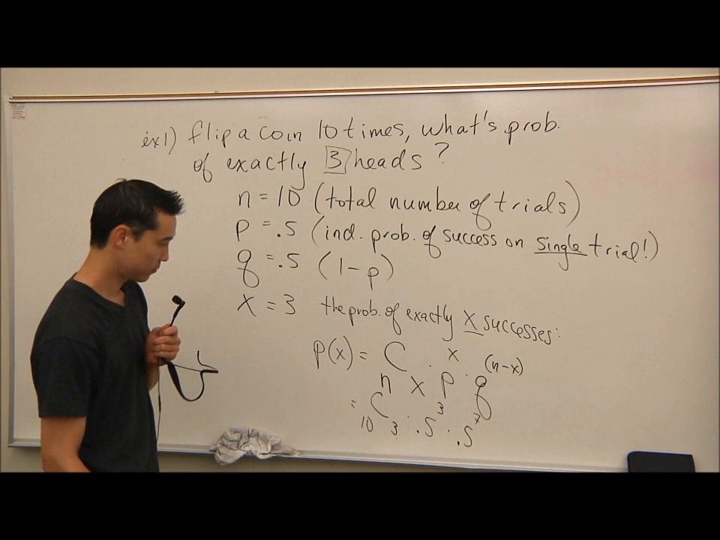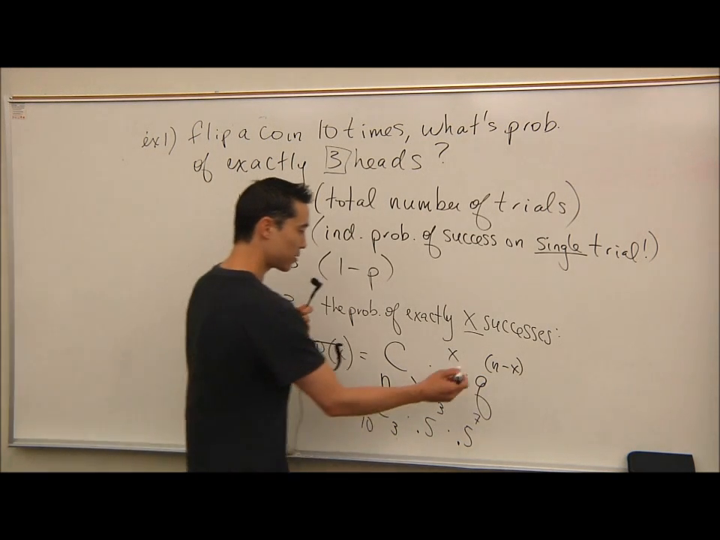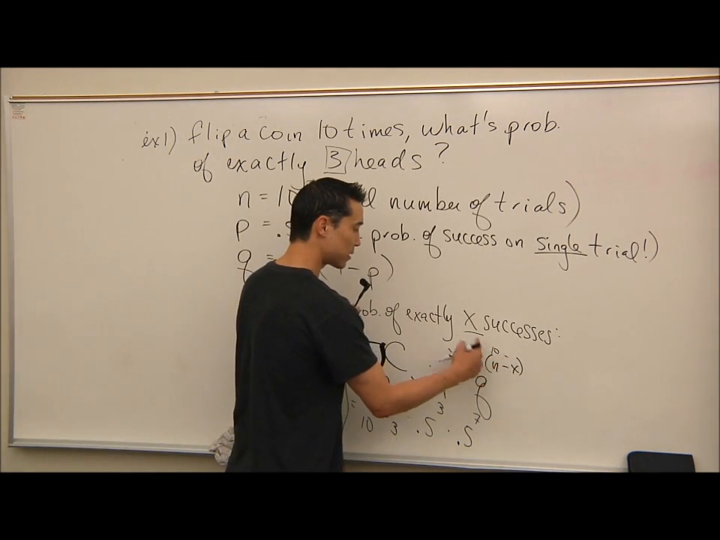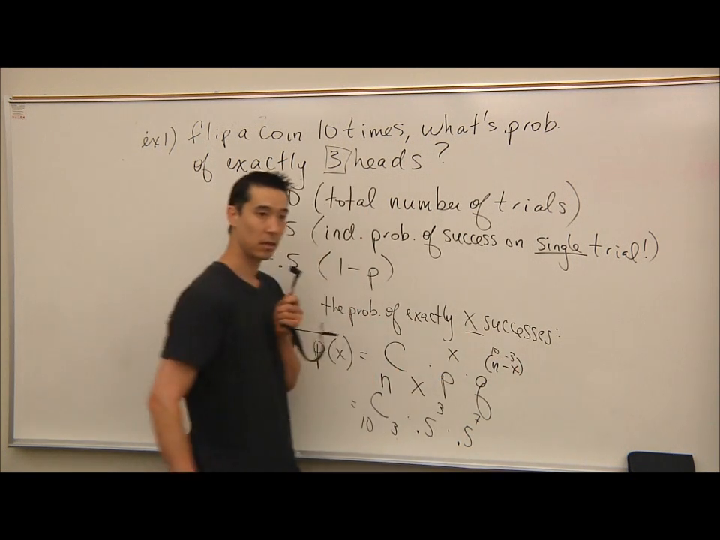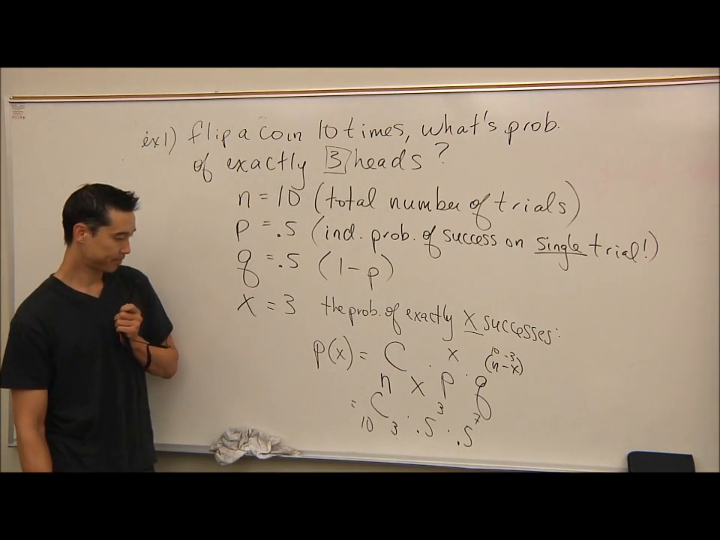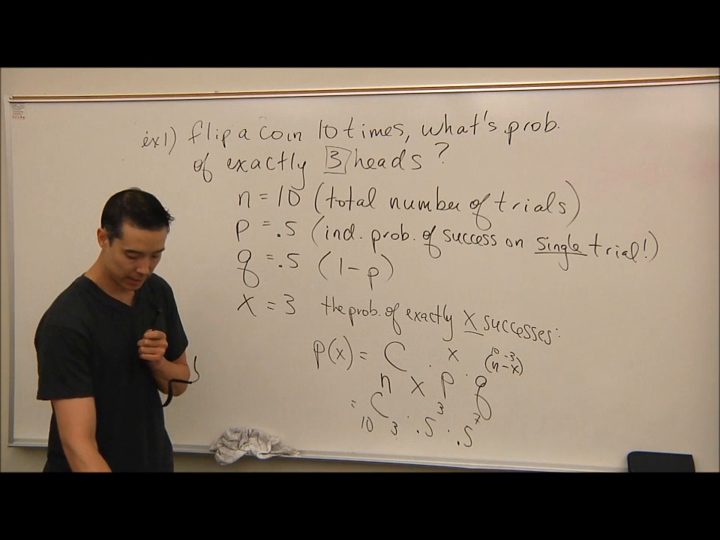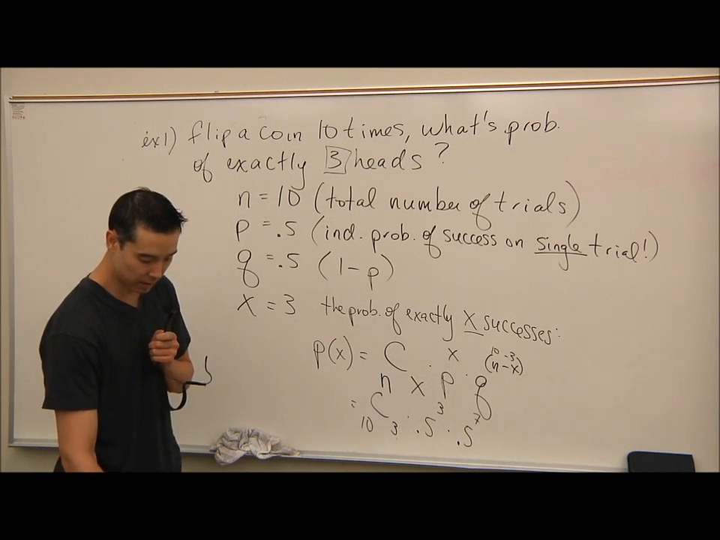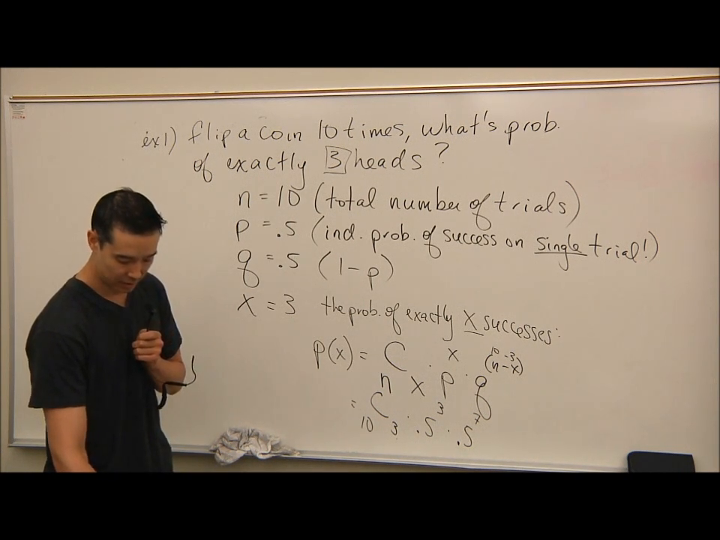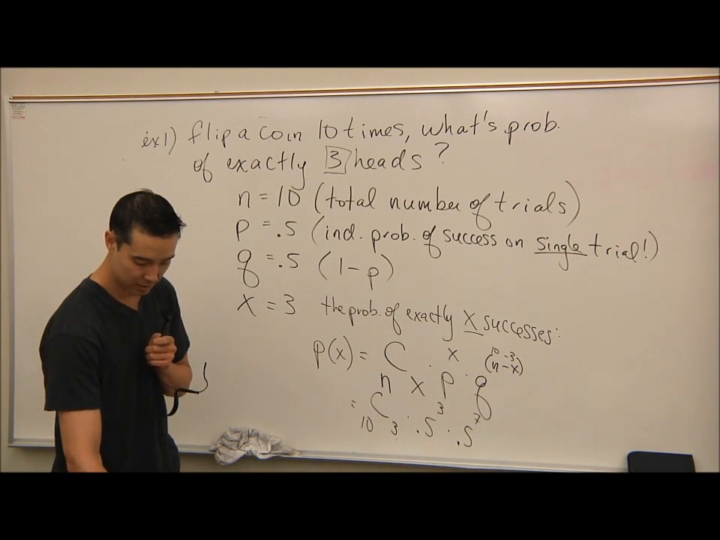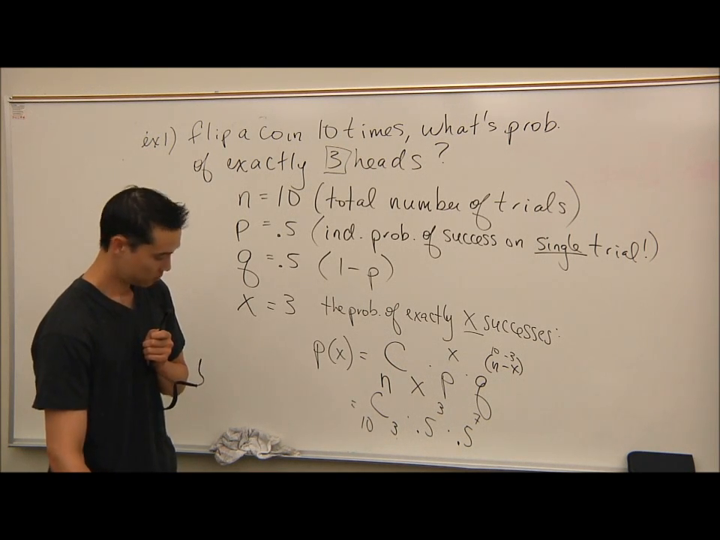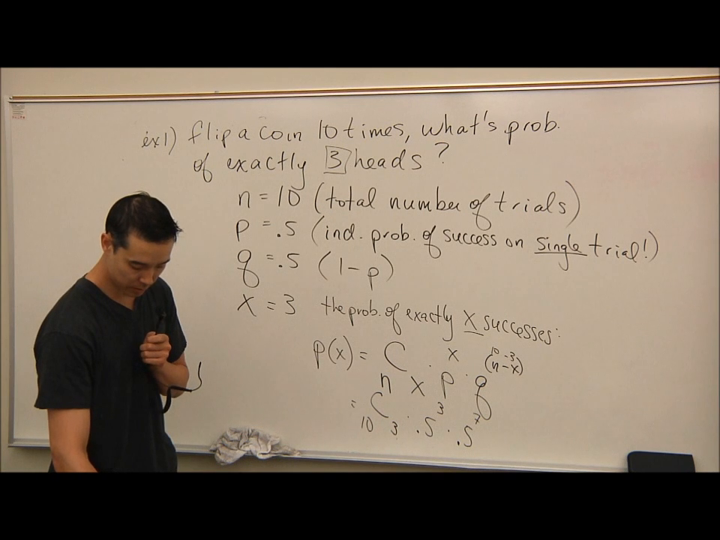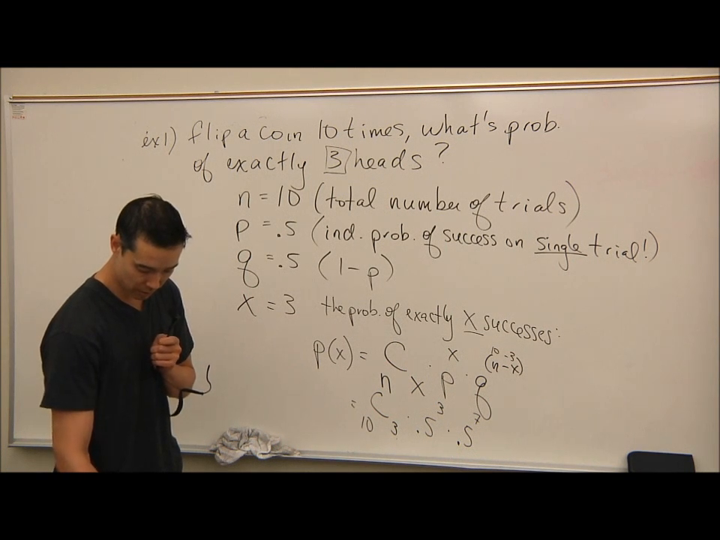Where did the 7 come from? Oh, C. The 7 is there's 10 total trials minus exactly 3 successes. So 10 minus 3. Okay, so remind yourselves where to find these things on your calculator. And choose 3 times 0.5 to the 3rd times 0.5 to the 7th.